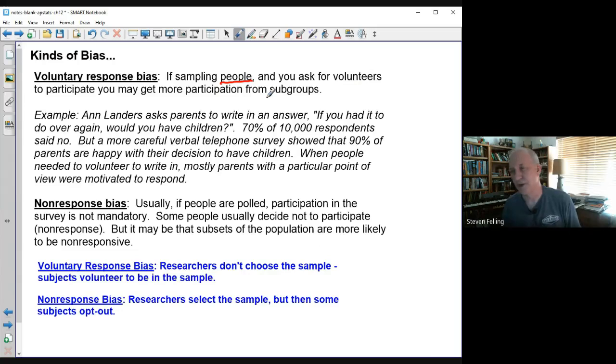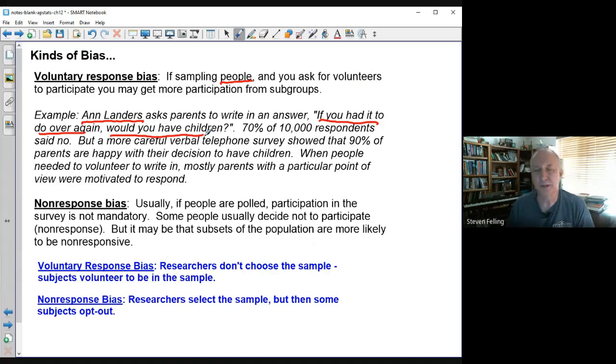Here's an example. This is a classic real example, actually. So there was a newspaper columnist. Newspapers were like sort of old paper versions of the internet, and there was a person named Ann Landers who would ask questions, write letters, and kind of have a weekly column. Well, at one point, she asked parents to write in and answer this question: if you had it to do over again, would you have children?